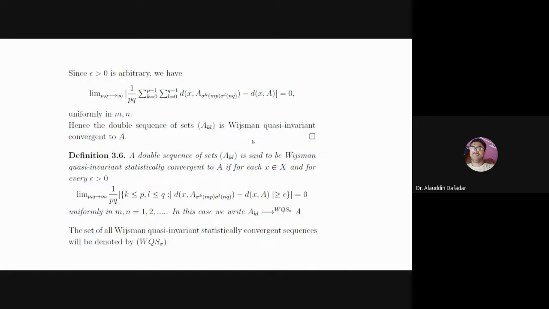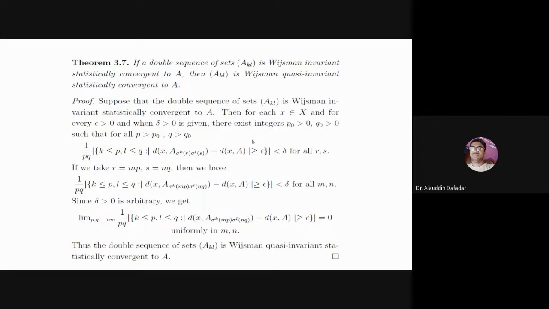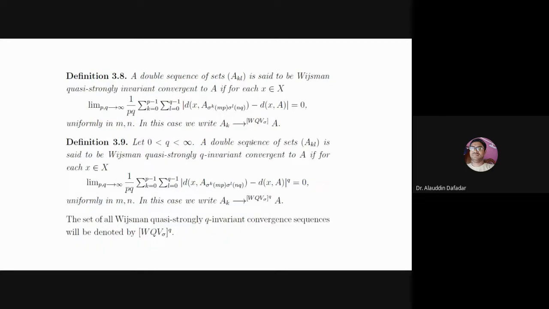Our next definition: a double sequence of sets A_kl is said to be Wijsman quasi-invariant statistically convergent to A if for each x in X, the limit of 1/(pq) times the number of k ≤ p, l ≤ q such that the modulus of d(x, A_{σ^k(m) σ^l(n)}) minus d(x, A) is greater than or equal to epsilon equals 0. Now we introduce a theorem. If a double sequence of sets A_kl is Wijsman invariant statistically convergent to A, then A_kl is Wijsman quasi-invariant statistically convergent to A. Here is the proof.